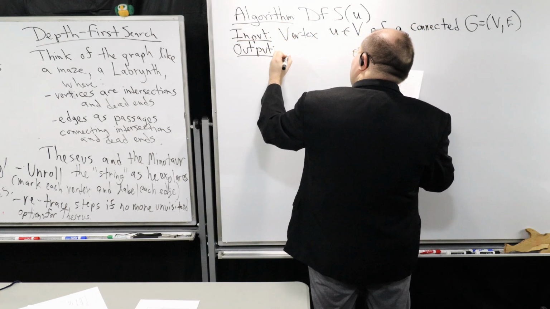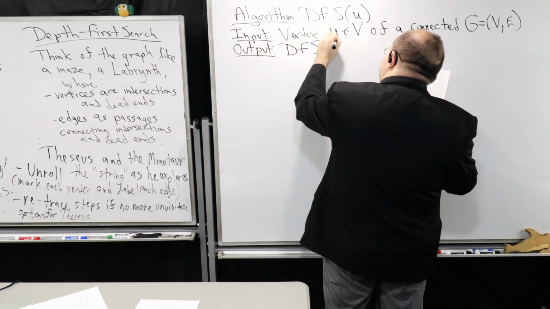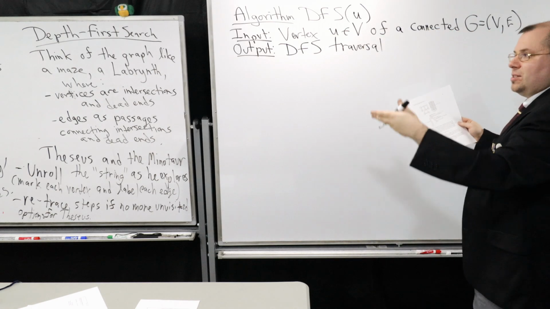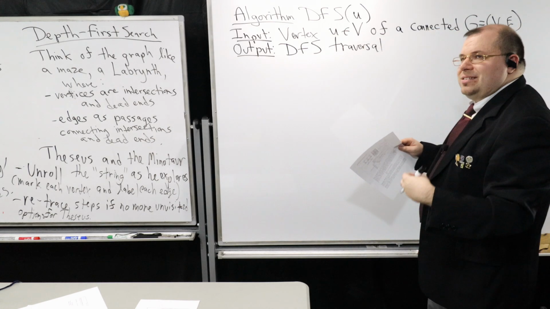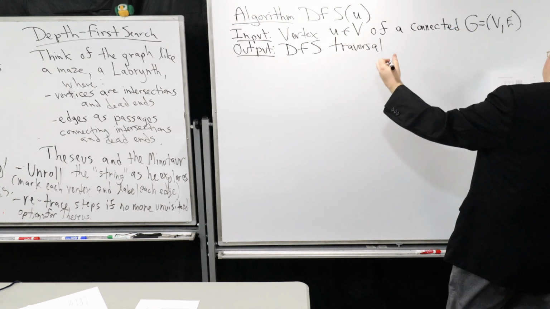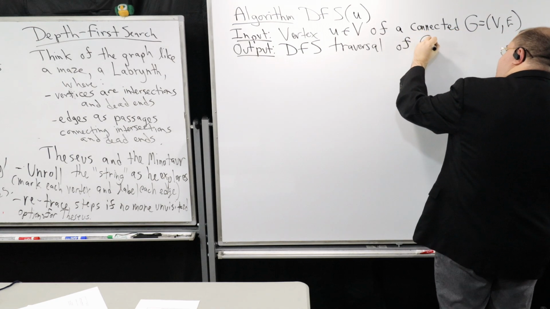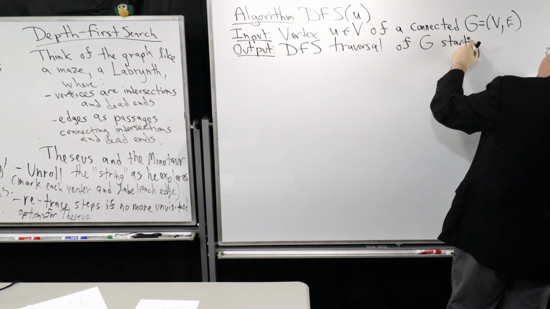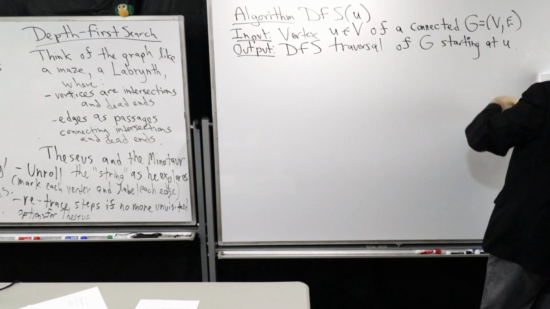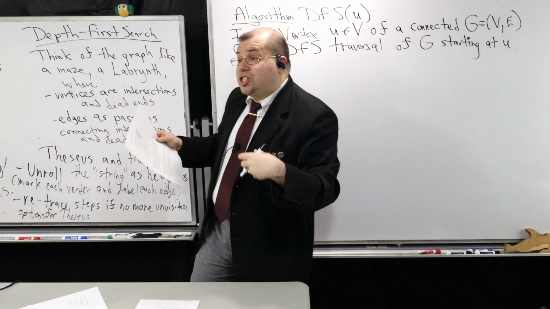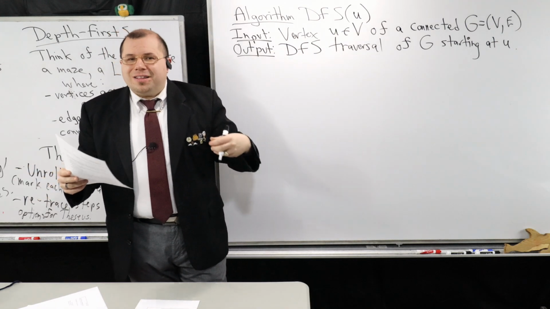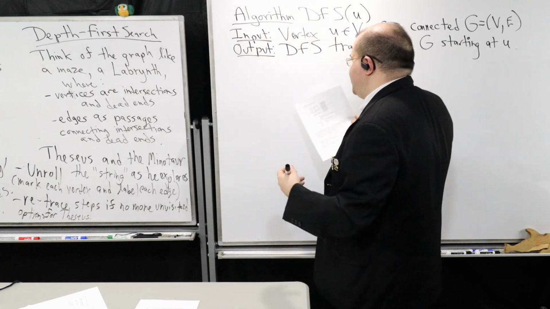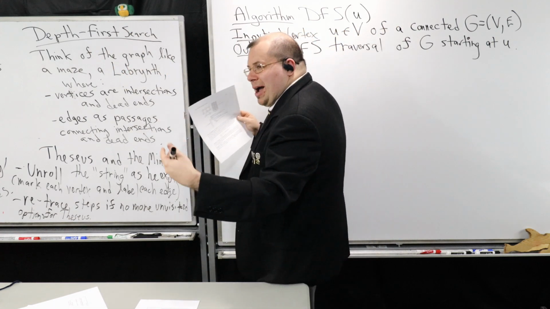So here's the output. I'm just going to assume it's going to give us a DFS traversal. That's what I would refer to as a traversal of the graph using DFS, or depth first search. It's called a DFS traversal of G starting at U. So it's not going to return anything. It's just going to modify the graph. If you ever wanted to make it return anything specific, you're welcome to modify this algorithm a little bit if you like.